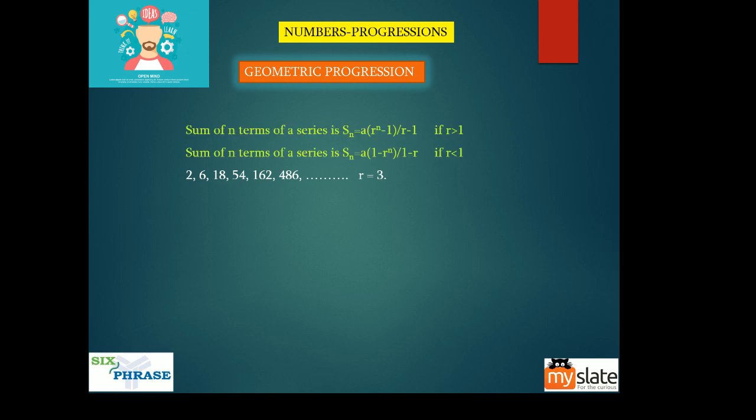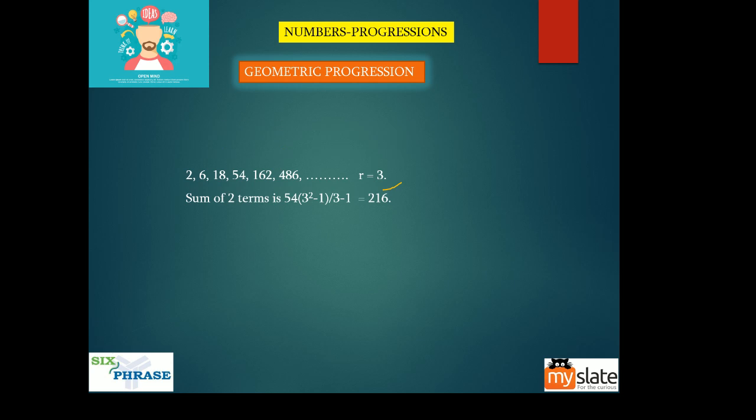So you can see here r is 3, guys, greater than 1, so we have to use the first formula. What is a? Our a is 2. What is our r? R is 3. So substitute here. A, this 54 is, yes.